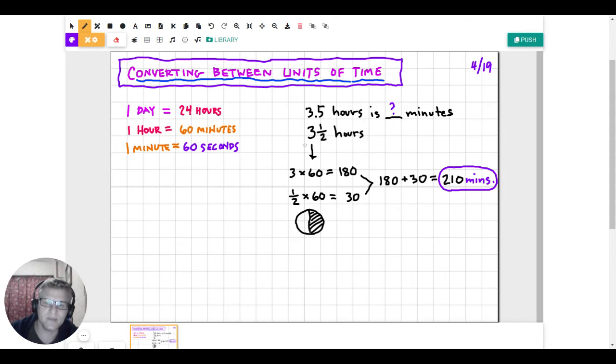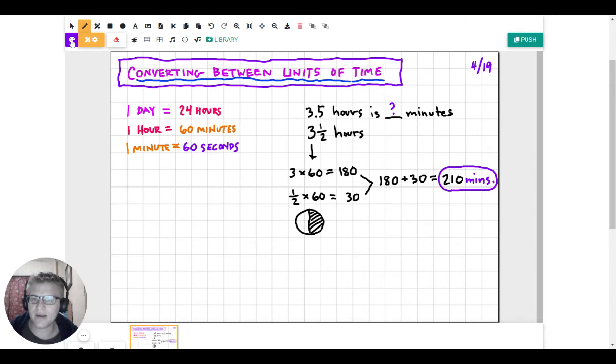Notice what we did. We started with the larger unit, the hours, and we know we're going to have many more minutes in an hour. So what was the operation that we used? We used multiplication, right? Multiplication to do that problem. And that's really important, this idea that we multiply.